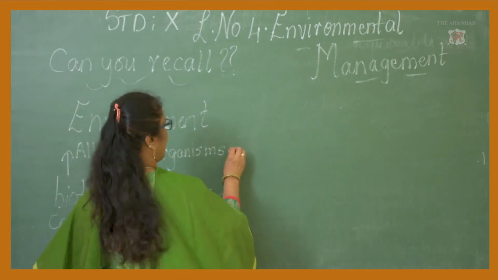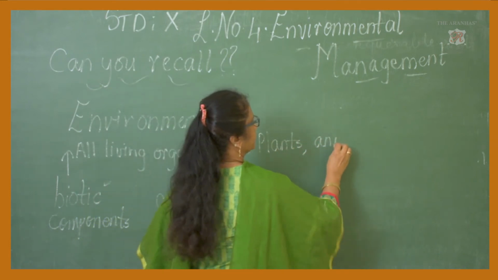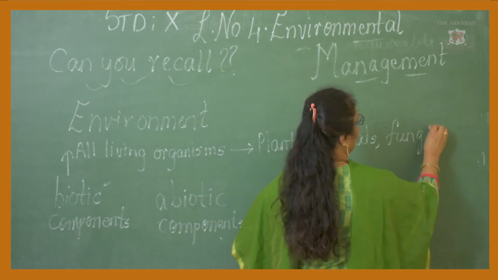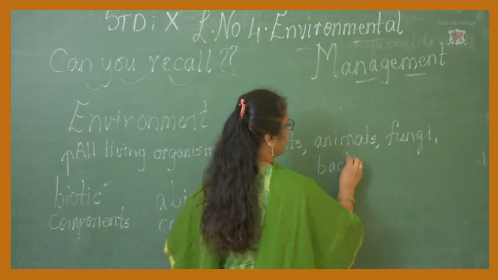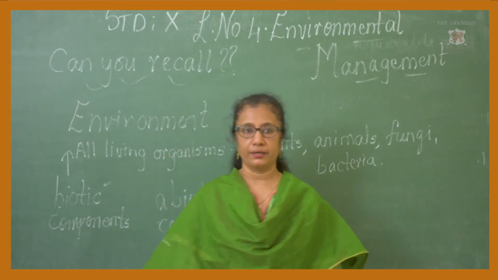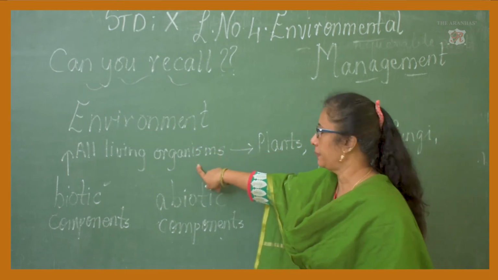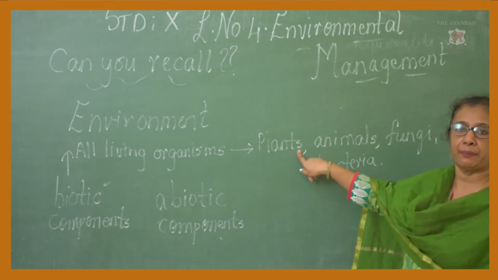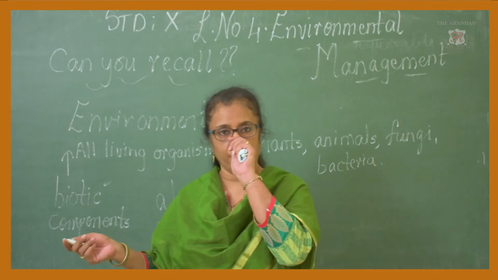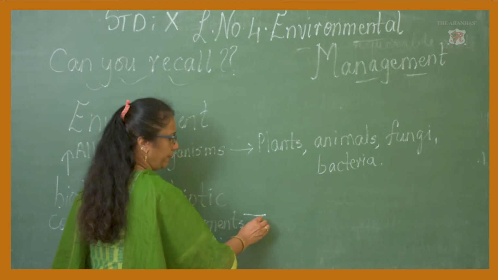In that you can have the plants, animals, fungi, bacteria, right? These are all living organisms which you can see around us. Biotic factors include all living organisms in short. But if I have to expand it, living organisms can be the plants, animals, fungi, bacteria, and so on. Now, if I ask you a question, what was included in the abiotic factors?